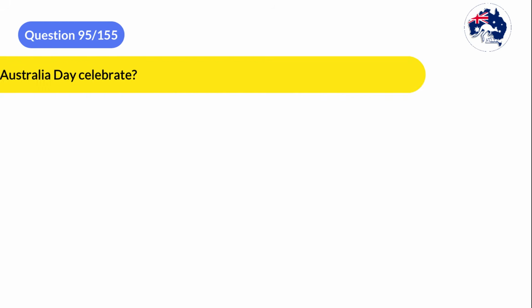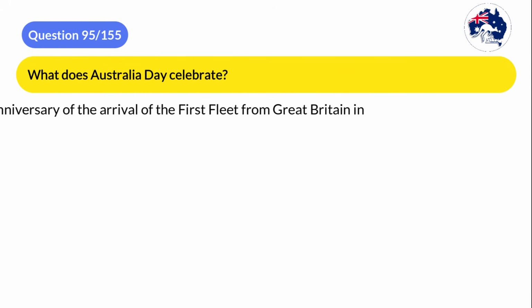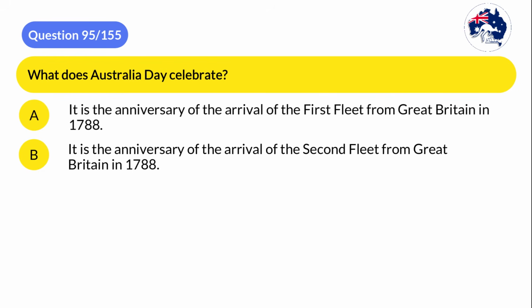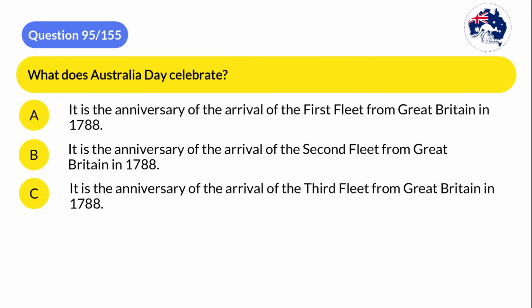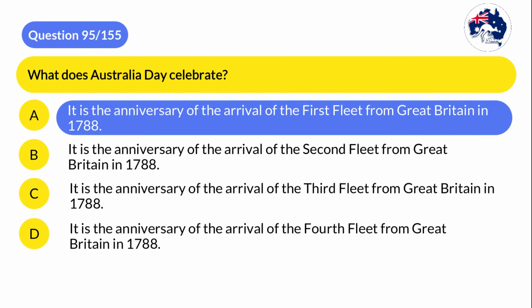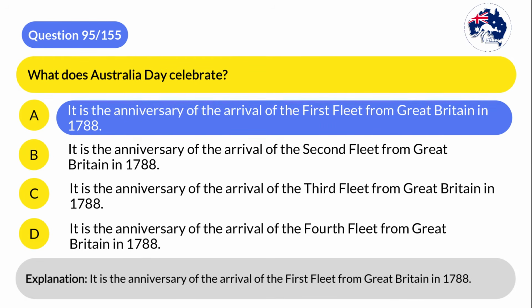Question 95. What does Australia Day celebrate? A. It is the anniversary of the arrival of the First Fleet from Great Britain in 1788. B. It is the anniversary of the arrival of the Second Fleet from Great Britain in 1788. C. It is the anniversary of the arrival of the Third Fleet from Great Britain in 1788. D. It is the anniversary of the arrival of the Fourth Fleet from Great Britain in 1788. The correct answer is A. Explanation: it is the anniversary of the arrival of the First Fleet from Great Britain in 1788.